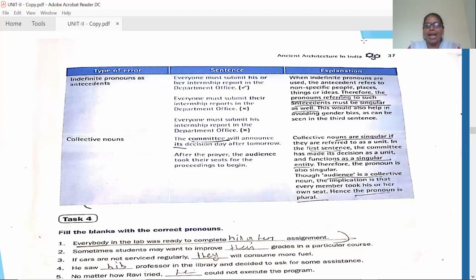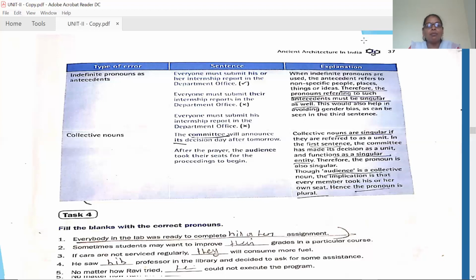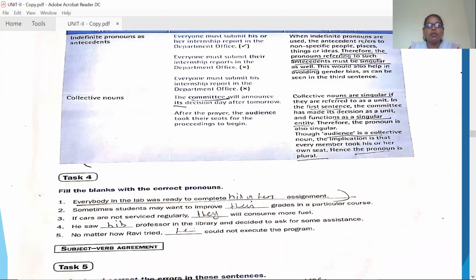Now let us see some of task 4 which they have given here. Everybody in this lab was ready to complete dash assignment. I told you, indefinite pronoun as an antecedent. We read one: everyone must submit his or her internship, but not "their". It is wrong. So everybody in the lab was ready to complete his or her assignment is the correct answer.